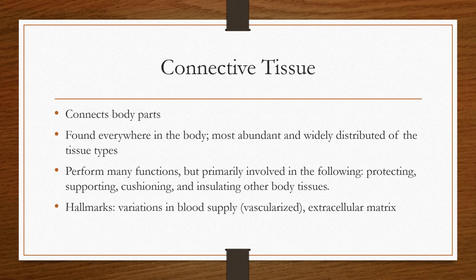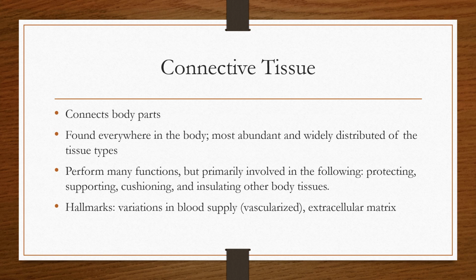Now let's talk about connective tissue. Miraculously, the meaning is in the word. The meaning is in the name. It connects body parts. It's found everywhere in the body, and it's the most abundant and widely distributed of the tissue types. It performs many functions, primarily involved in protecting, supporting, cushioning, and insulating other body tissues.